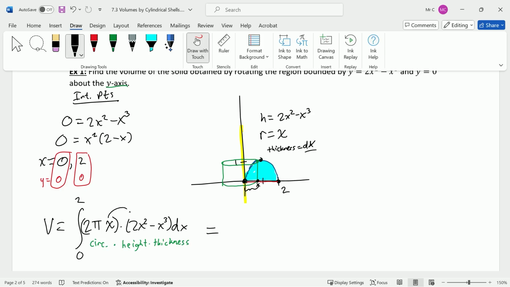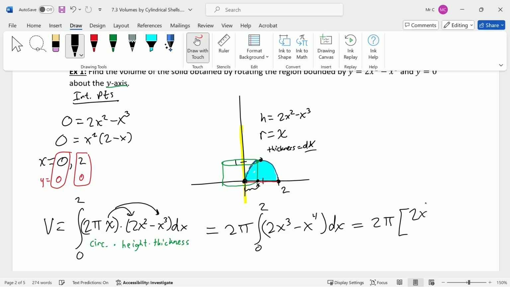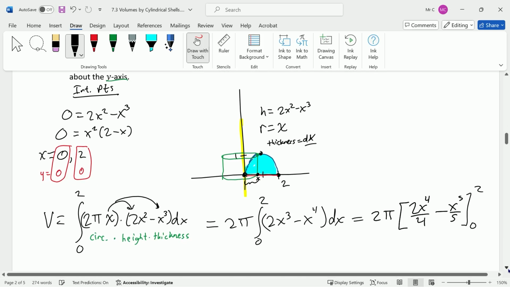Okay, so next I'm going to distribute this x across here and pull the 2 pi in front of the integral. That gives me 2x cubed minus x to the 4th inside the integral. This is 2 pi times 2x to the 4th over 4 minus x to the 5th over 5, evaluated from 0 to 2.